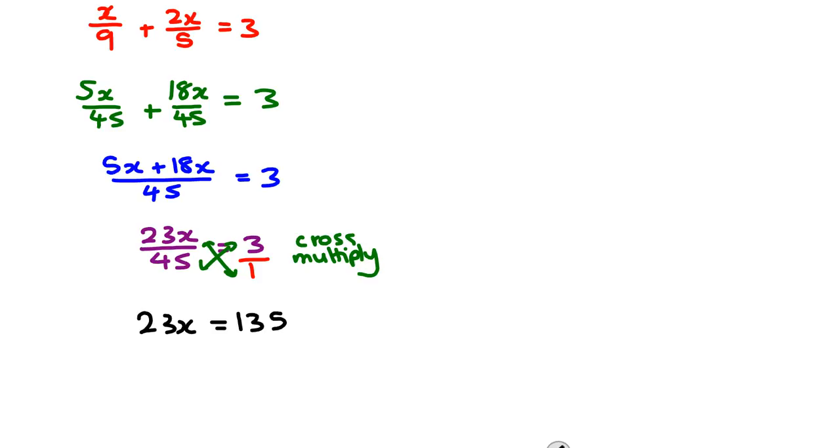It's going to be 135 over 23. I think, does that simplify at all? No, it doesn't. 23 does not divide into 135, and 23 is a prime. So it's done. x is 135 over 23. So that's what we did. We combined the fractions on the left first, and then we cross-multiplied and we solved.